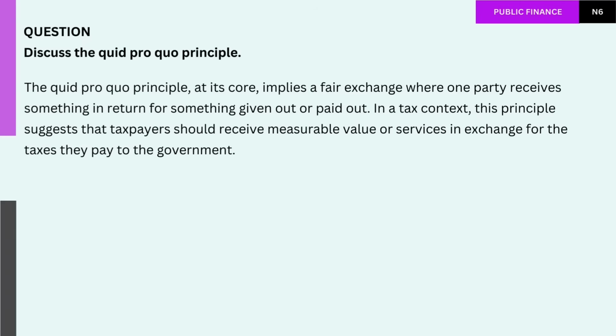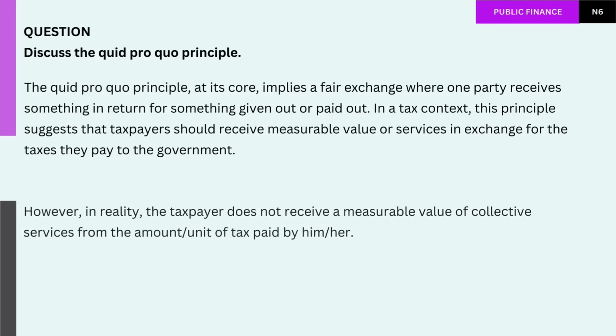Question. Discuss the quid pro quo principle. The quid pro quo principle, at its core, implies a fair exchange where one party receives something in return for something given out or paid out. In a tax context, this principle suggests that taxpayers should receive measurable value or services in exchange for the taxes they pay to the government.